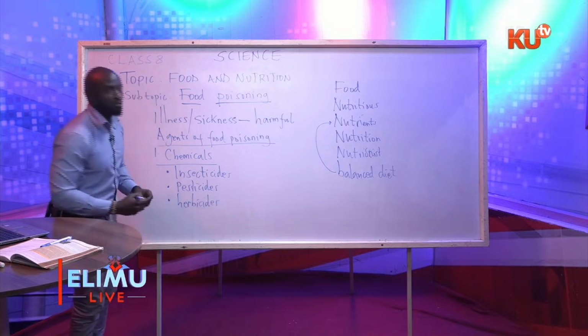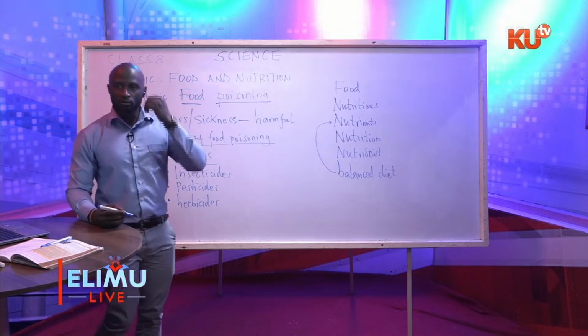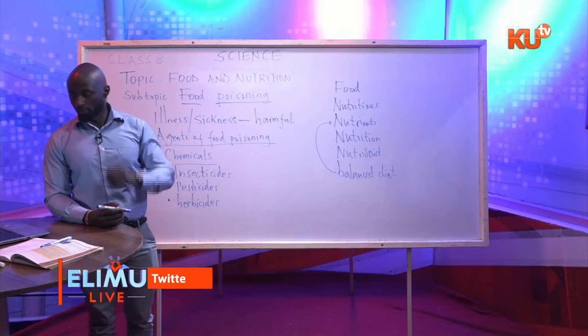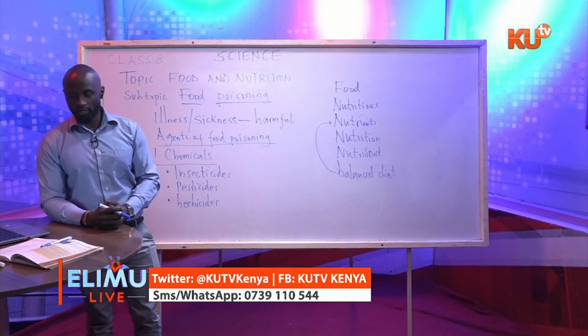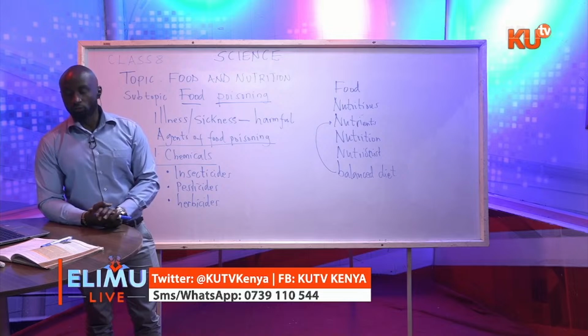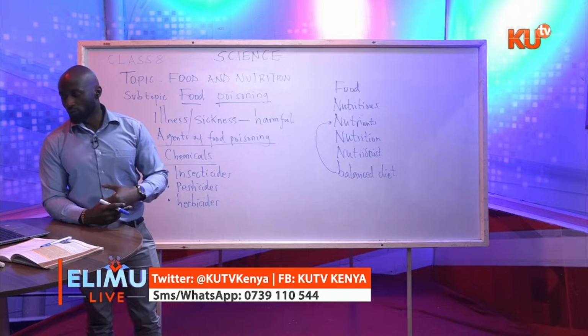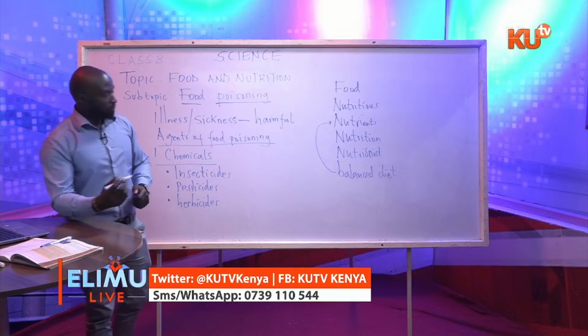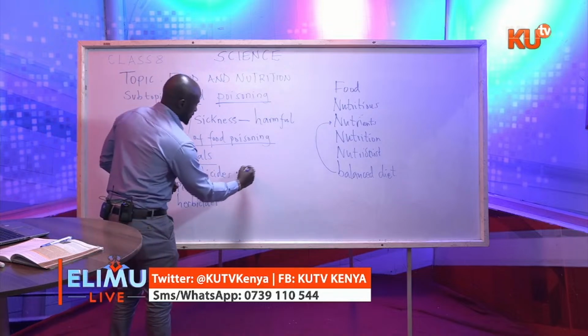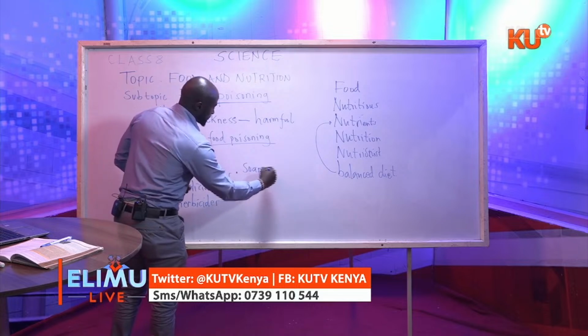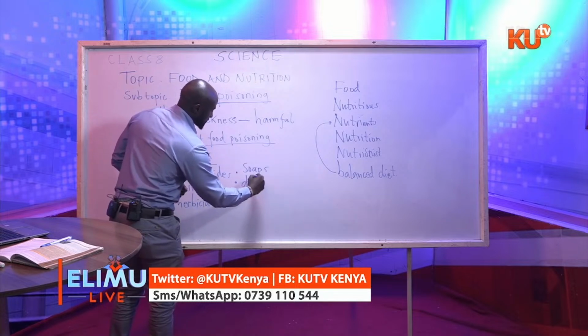Herbicides are also some of the chemicals found at home that, when they find their way onto food and we consume that food, can lead to food poisoning. Soaps are some of the other chemicals that we have at home. Detergents.